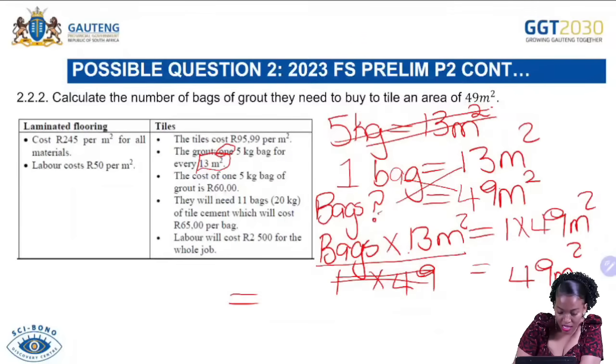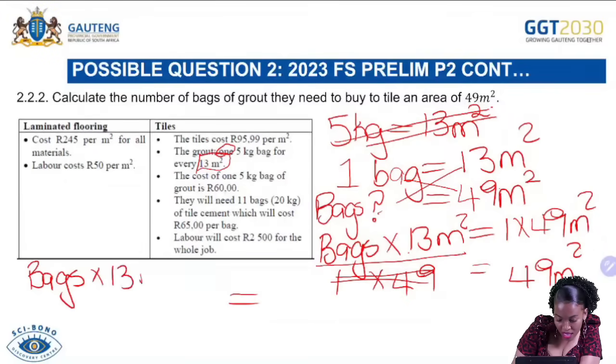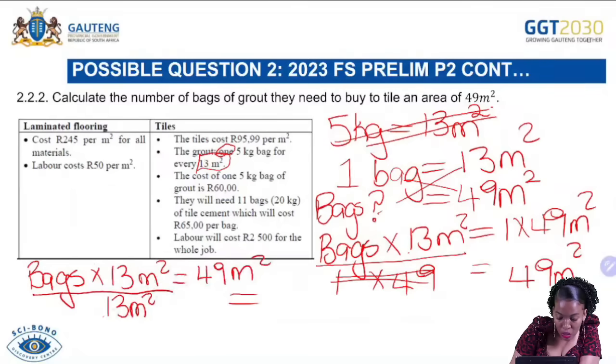Let me write it neatly this side to say bags multiplied by 13 meters squared. It is now equals to 49 meter squared. Because I want the number of bags, I will divide by 13 meters squared, so that the 13 and the 13 can cancel.